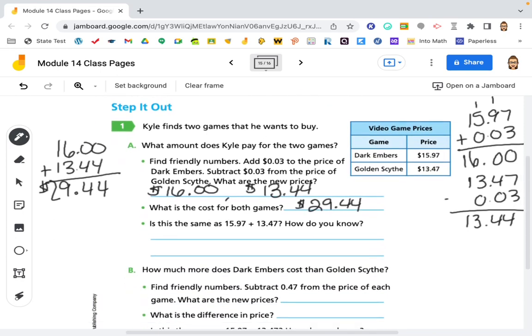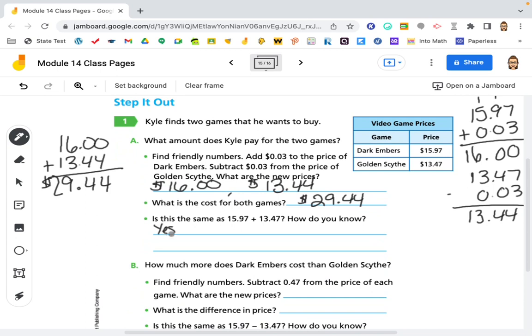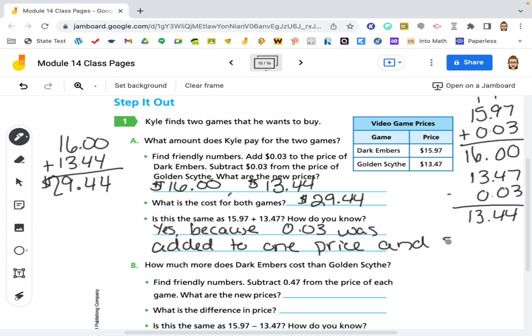How do you know? And it would be yes, because 3 hundredths was added to one price and subtracted from the other. The price is the same.